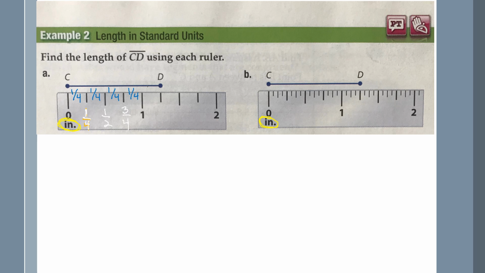So we would come back and look at this. We can see point D is directly over 1/4 of an inch past 1. So we can say with some certainty that CD is equal to 1¼ inches, right? Now, this second ruler is much more precise.